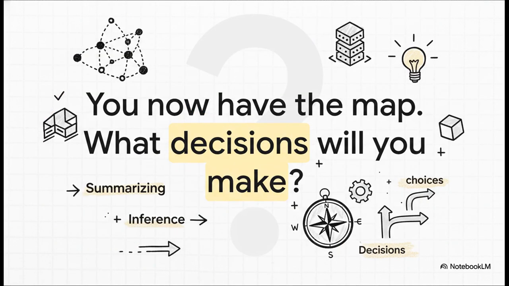All right, so we've looked at the building blocks of data, how to turn it into something we can see, and even how to make that incredible leap of inference. You basically have a map now for navigating all that business uncertainty. So the only real question left is, where are you going to use it and what decisions will you make?